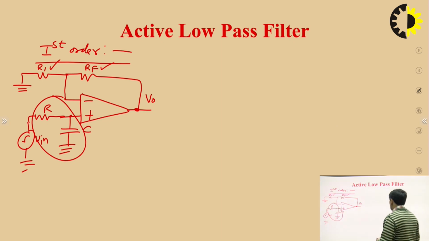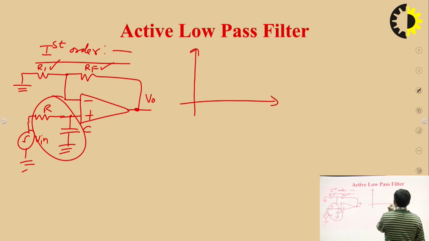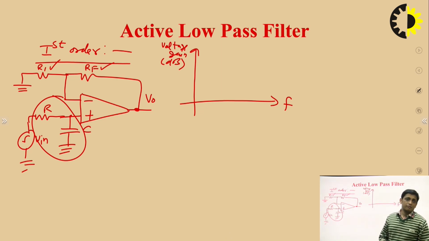Fine. So if we draw the frequency response of this first order low pass filter, frequency response means the variation of voltage gain in dB with respect to frequency. In a low pass filter, as the name suggests, it passes the low frequency and attenuates the high frequency. When I say it passes the low frequency, it means that at low frequency the gain will be higher. And when I say it blocks the higher frequency, it means that the gain will be less at higher frequency. So the frequency response of the low pass filter will be like this.